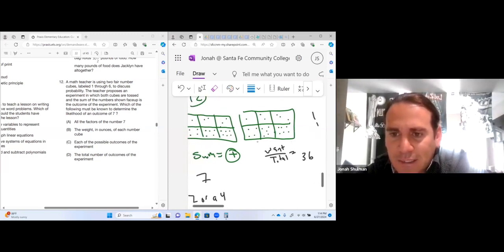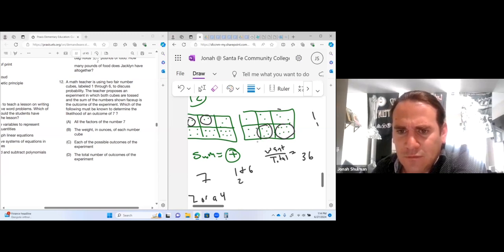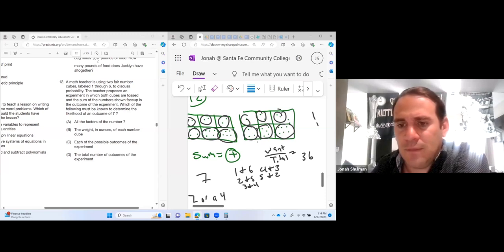How many ways can we make a 7? Well, I can go 1 and 6. I can go 2 and 5. I can go 3 and 4. I can go 4 and 3. I can go 5 and 2. I can go 6 and 1. These are all the possible choices to make a 7.